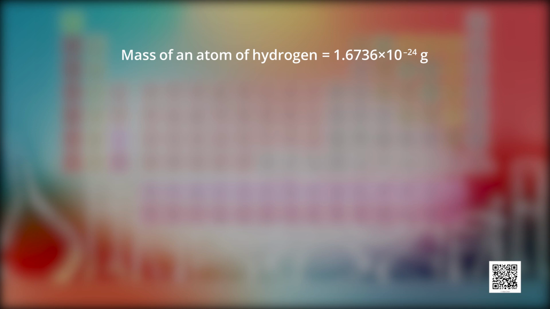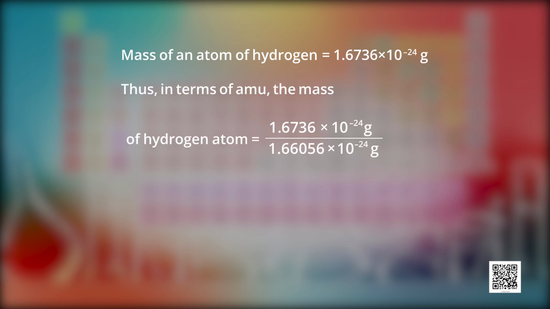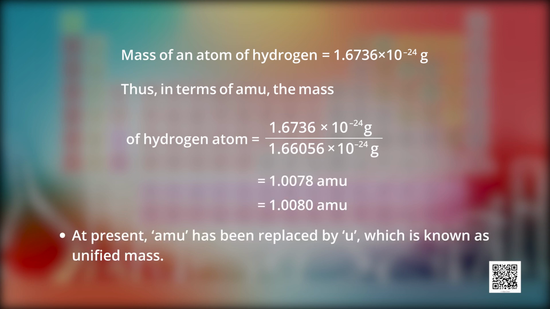We know that the mass of one atom of hydrogen is equal to 1.6736 × 10^-24 gram. And we know that 1 AMU is equal to 1.66056 × 10^-24 gram. So we will divide the mass of an atom of hydrogen given in gram by this unit, and we will get 1.0078 AMU as the mass of hydrogen, or 1.0080 AMU. At present, AMU has been replaced by u, which is known as unified mass.